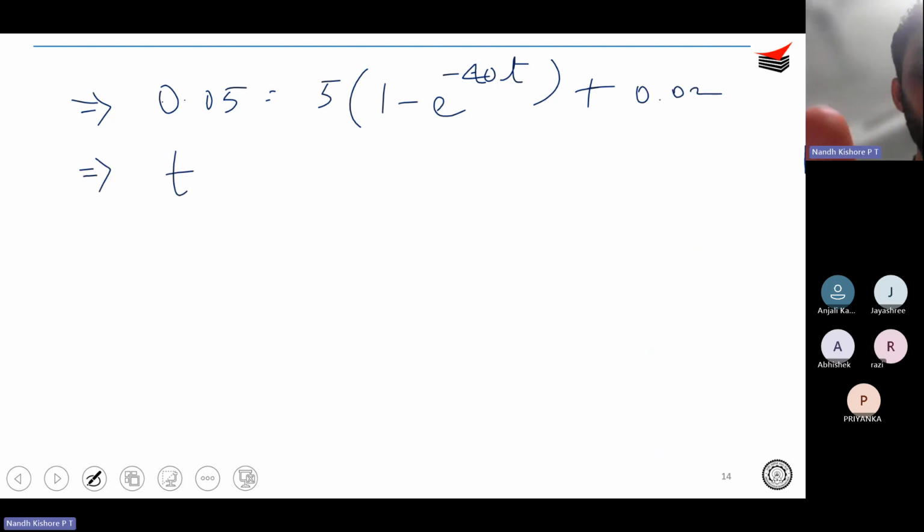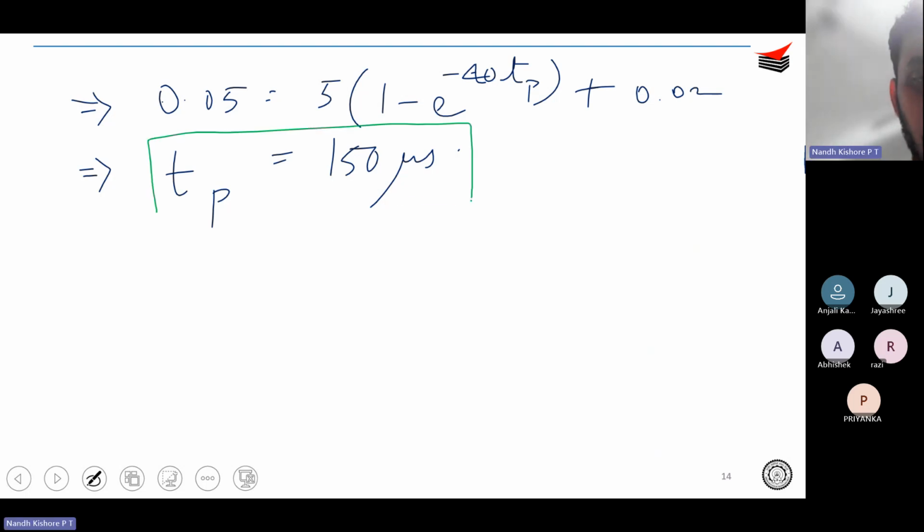So from this, you can find out what is TP. TP, if you calculate, will turn out to be around 150 microseconds. So you need to give a pulse width of 150 microseconds to ensure that the SCR turns on with a latching current of 50 milliamperes. So this is the required pulse width. If this is fine, we will move on to rectifiers. We have seen a lot about the semiconductor devices. We will move ahead with rectifiers now.